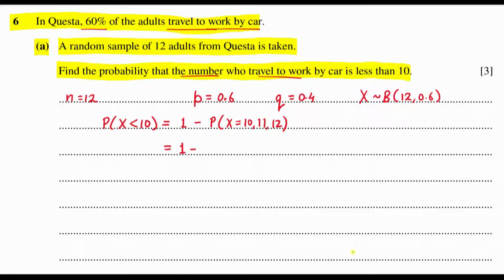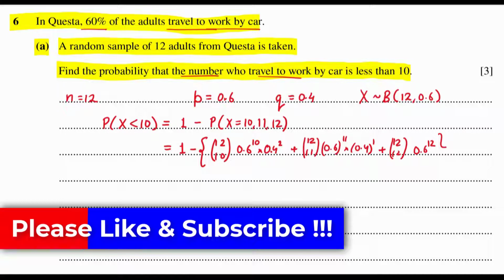It is 1 minus, and for 10 it is 12C10 times 0.6 to the power 10 and 0.4 to the power 2, and then 12C11 and 0.6 to the power 11 and 0.4 to the power 1. Lastly 12C12, 0.6 to the power 12 and 0.4 to the power 0, so it's 1, no need to write. And now we will calculate these separately.